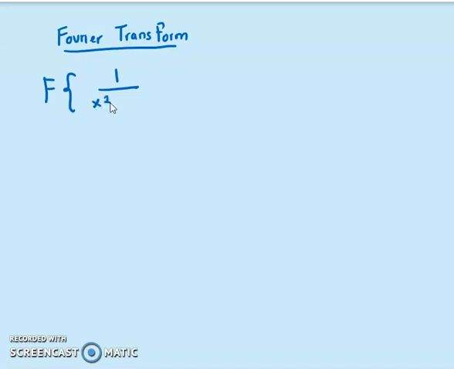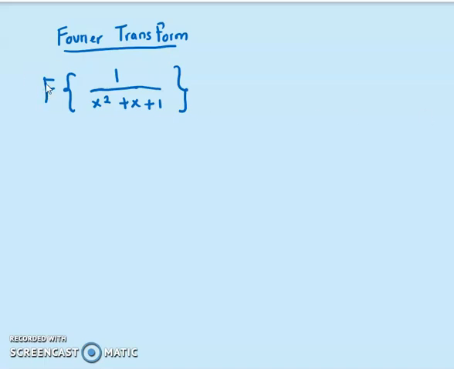Hi everyone, today we're going to look at another example on how to solve using Fourier Transform. Okay, let's go straight to the example. The example is: find the Fourier Transform of 1 over x squared plus x plus 1. Okay, so how to find this? So this is what we're going to do.